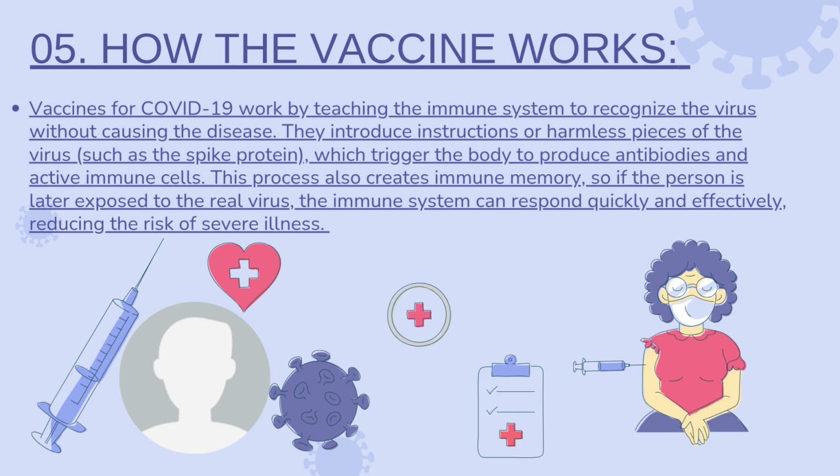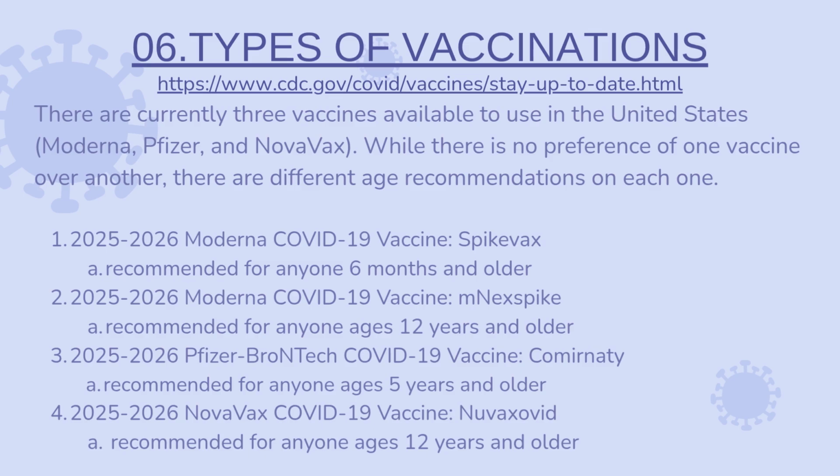Another important part is the immune memory, because the body remembers how to respond faster and more effectively in the future. And just overall, the vaccines can help reduce the chances of severe illness and also protect yourself and the community. Last but not least, I'm going to inform you guys with a little bit of knowledge regarding the types of vaccination, which could be quite unfamiliar compared to the previous chapters.